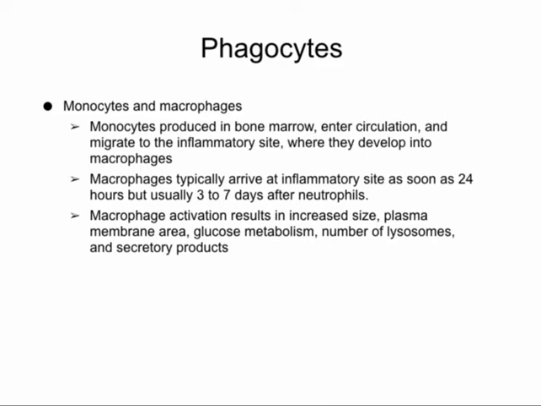So when you think about looking at your patient's blood work, that's why, when you have an acute infection or significant inflammation going on, initially you're going to see a rise in neutrophils in that patient's CBC. And macrophages usually occur a little bit later, in comparison to neutrophils. Activation results in increased size, plasma membrane area, glucose metabolism, lysosomes, and secretory products. So it's all part of that innate immune response.